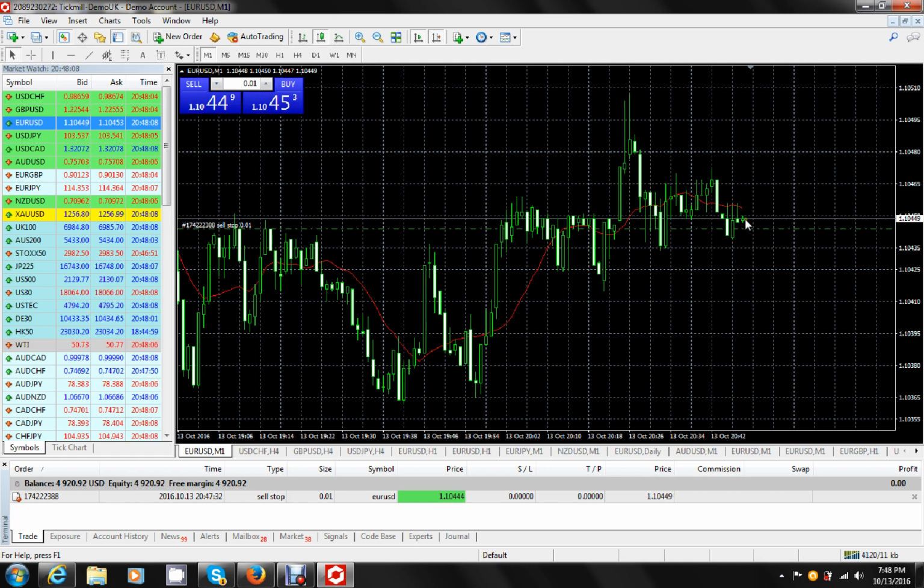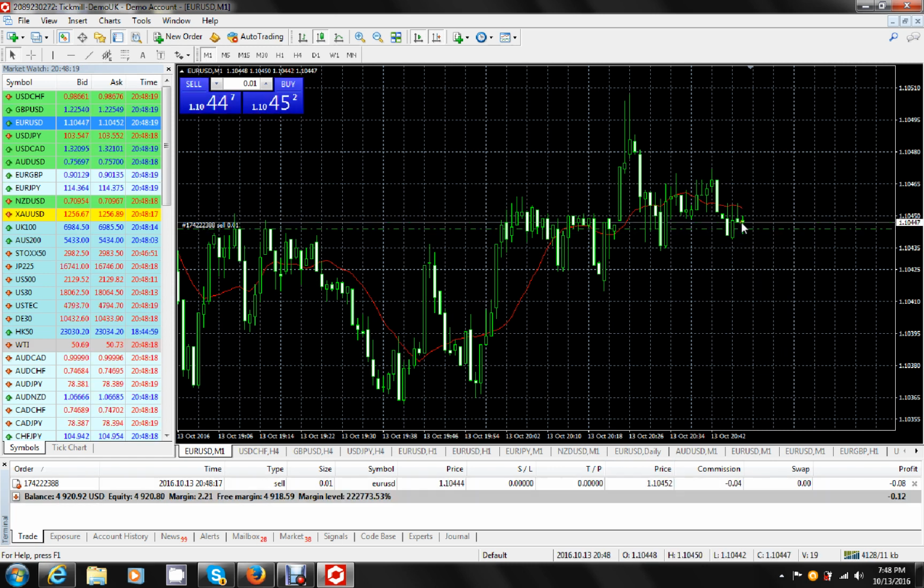Let me see if it will touch it. If it doesn't, I'm just gonna leave it and show you a buy stop. It might touch it if it goes down. So I want you to see, it just touched my sell stop, and just look, my trade now has been triggered. A sell has been triggered. Why? Because it touched my sell stop. It touched it and it went up, so that's why I'm in a negative.